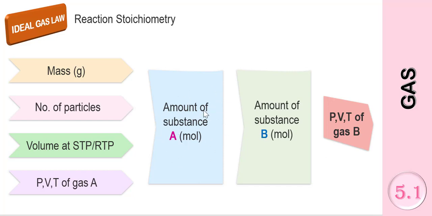To find the moles of substance A, we can use information such as mass, number of particles, volume at standard temperature pressure or room temperature pressure if A is a gas, or from the pressure, volume and temperature of gas A if A is an ideal gas. So if B is an ideal gas, we could find the pressure, volume or temperature of gas B if we have the moles of B.